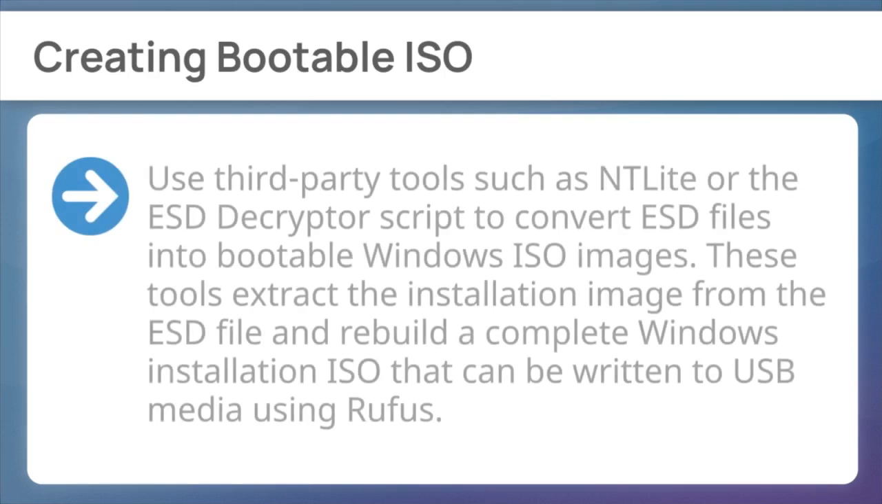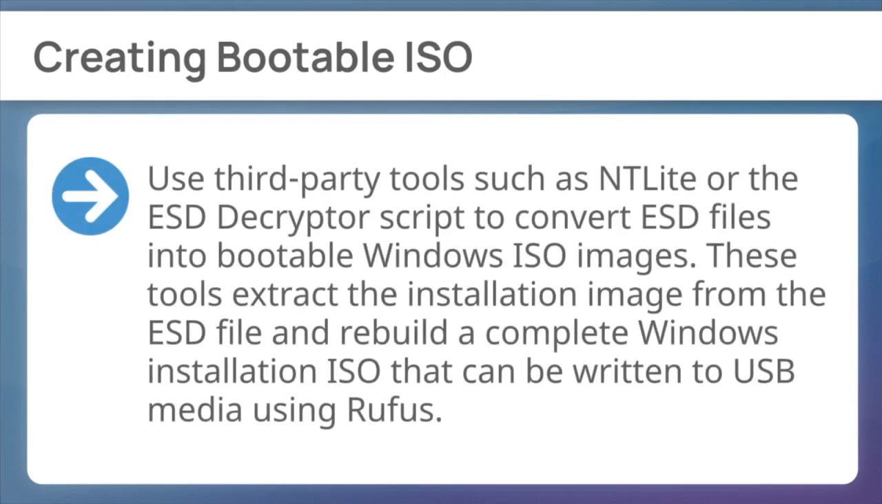Next, creating a bootable ISO. Use third-party tools such as NTLite or the ESD decryptor script to convert ESD files into bootable Windows ISO images. These tools extract the installation image from the ESD file and rebuild a complete Windows installation ISO that can be written to USB media using Rufus.